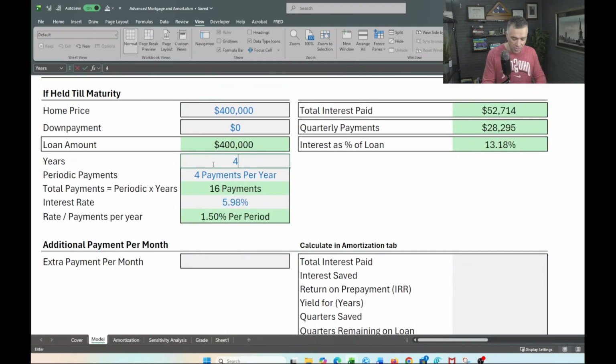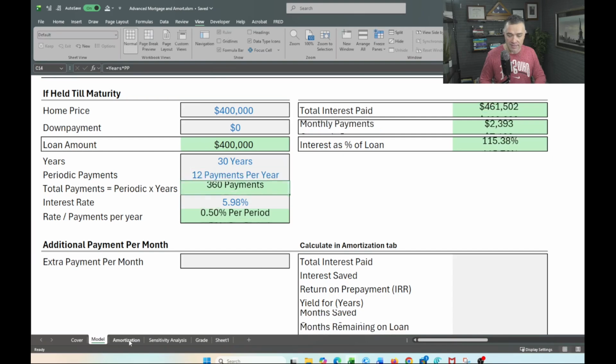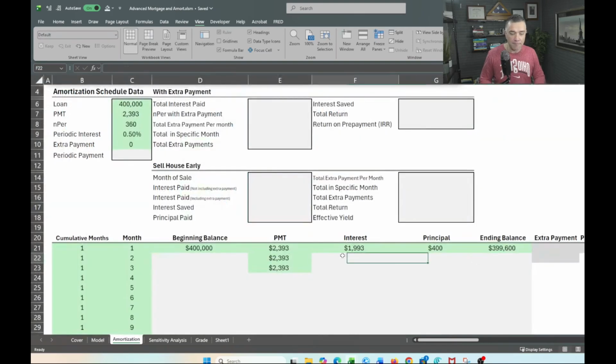Let's go to 30, and we can see how this works. 12 payments per year. This makes more sense, I think. Payments for this loan is $23.93. We have an interest of $19.93. That is going to be almost all interest, right, of that $23.93. So when you have a long loan, the majority is going to be interest. Only $400 going to principal. Our ending balance means that $400 is going off the $400,000.